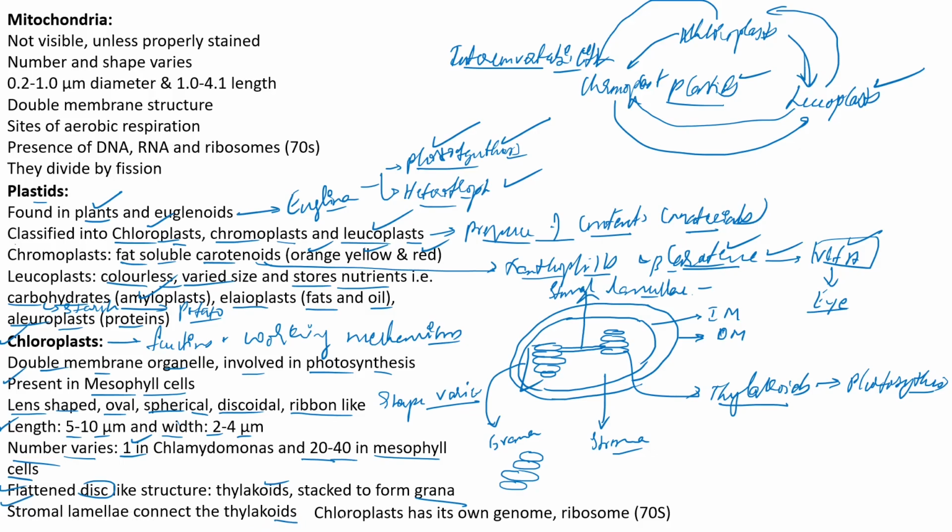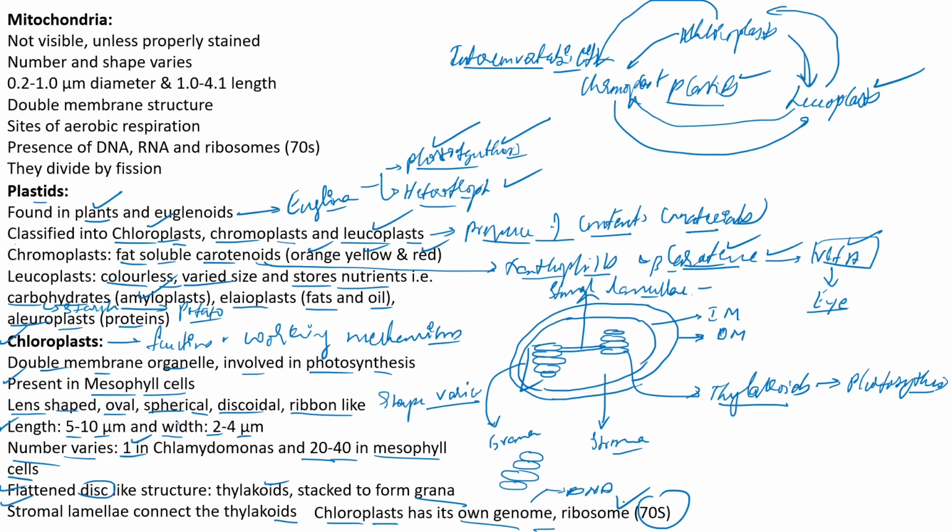Now, there are also some structures, as we have mentioned, the stromal lamellae, which connect the thylakoids. And one similarity that we can look at here is that the chloroplast has its own genome. It has its own DNA, similar to your mitochondria. And it even has its own ribosomes, and the ribosomes of the mitochondria and of the chloroplast are both 70S in nature. So this is a similarity between the mitochondria and the chloroplast.